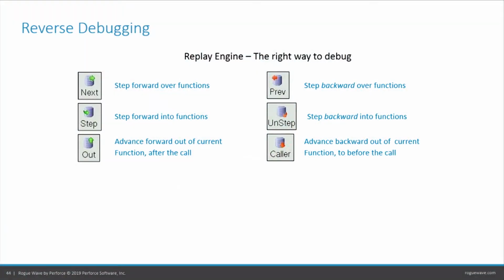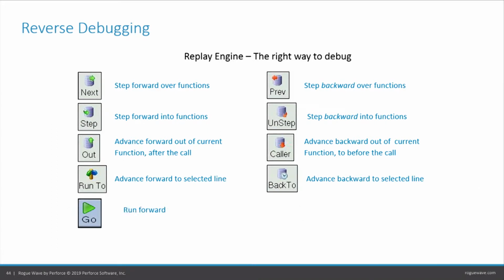And so I think reverse debugging, and we also call it the replay engine, is the right way to debug. Why? Because for each action, for example, step forward over a function, we have a counter action, step backwards. And for step forward, we have unstep. So out, advance forward, you can advance out of the function just before the call. Run to and back to. So each action in the debugger has an opposite one, and you basically go back to where you stopped.